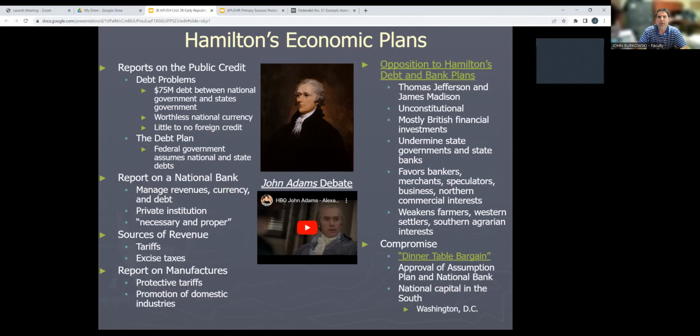What do we mean by this? All right, so he writes these reports on the public credit, and one of his proposals is that the federal government will assume not only the national debt, which it has, but it also will assume the debt of all the states. And so it will assume that $80 million in debt. Why would it do that? Because again, it's like, whoa, we're already struggling to pay off the debt that the national government already has. Now you want to assume even more debt? Hamilton, what's your point? Why would you do this?